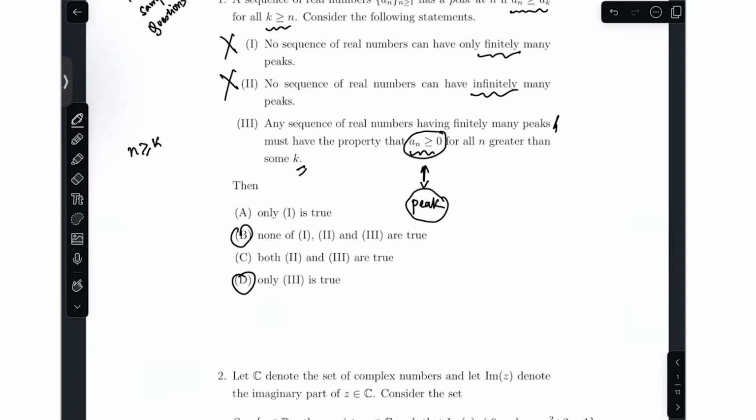Does peak have any relationship with the value of an? But do you think, because peak is a relative thing, right? Peak is all greater than or equal to. Even if you decrease all an by the maximum of all the an, still it will hold, right? So what they're asking is that if an is a peak.